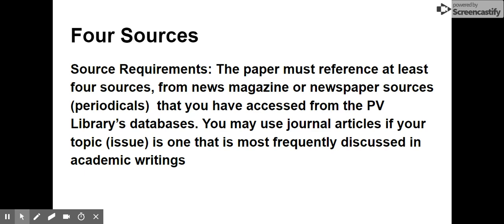On prompt 1, the instructions say that the paper must reference at least 4 sources from news magazine or newspaper sources or periodicals that you've accessed from Prairie View's libraries databases. You may use journal articles if your topic or your issue is one that is most frequently discussed in academic writings, but you are not required to use academic journal articles. But you may use them if your topic lends itself to an academic discussion.